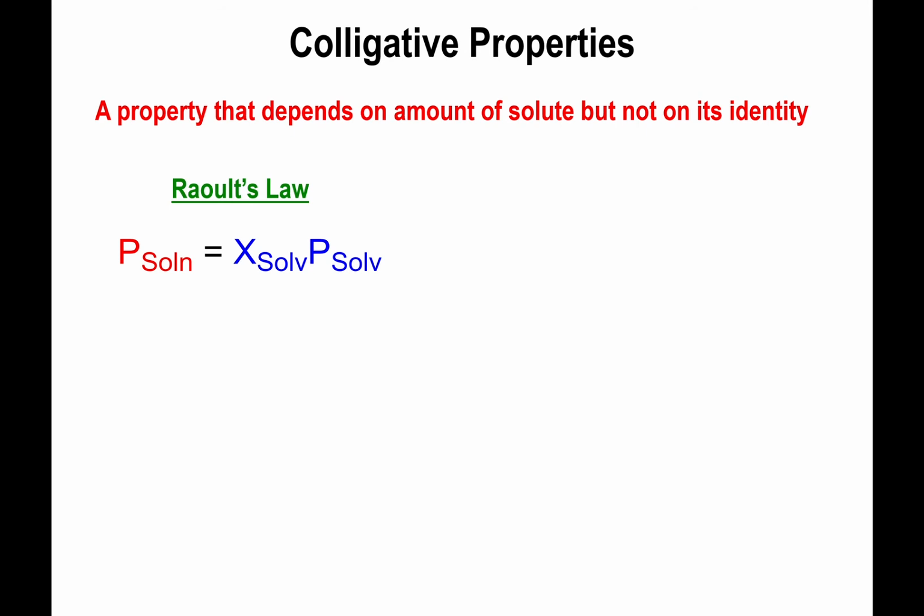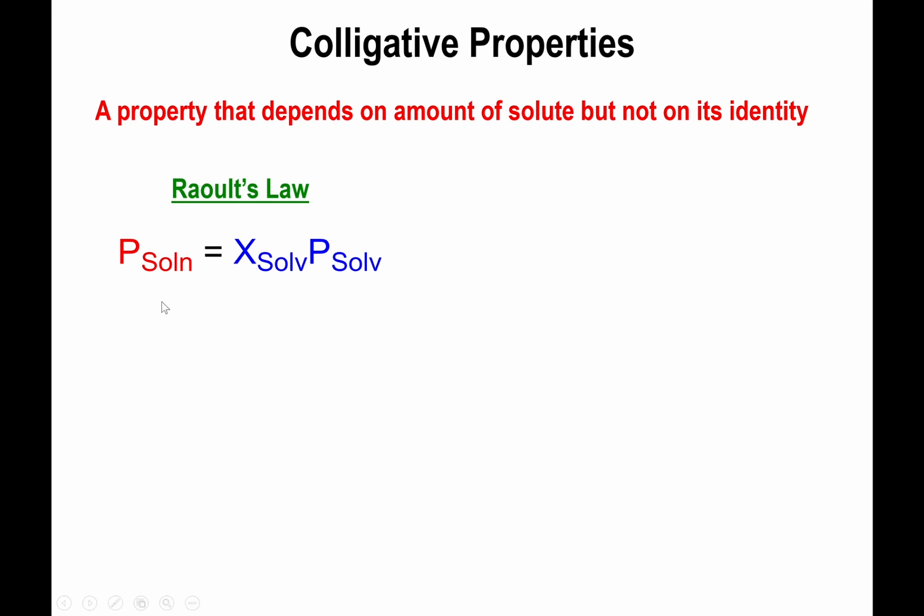So the colligative properties come in four forms. The first one is known as Raoult's law, which involves calculating the vapor pressure of the solution based on the vapor pressure of the pure solvent. But notice here that the vapor pressure of pure solvent is being multiplied by the mole fraction of the solvent, meaning that as you have more and more solute in solution, the ratio of solvent to solute is going to start decreasing, meaning that your vapor pressure of the solution will also go down.